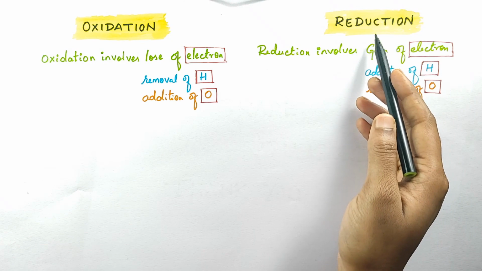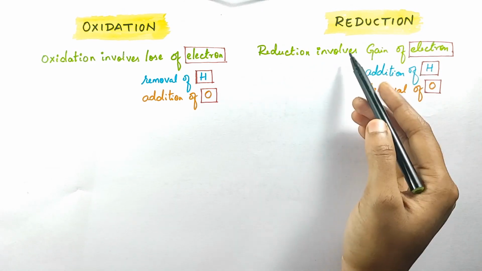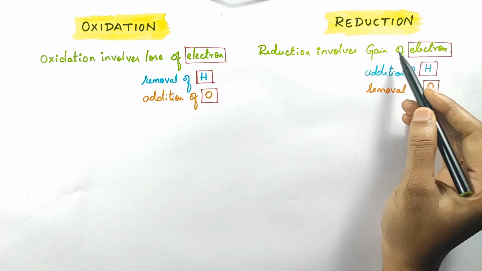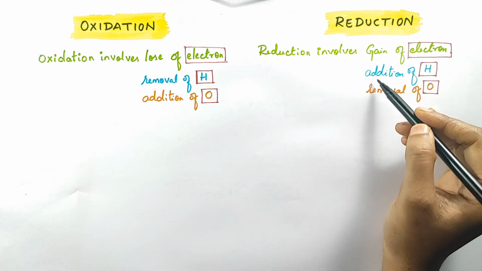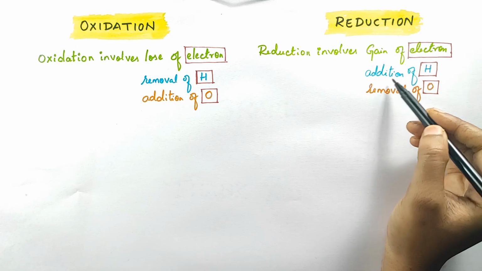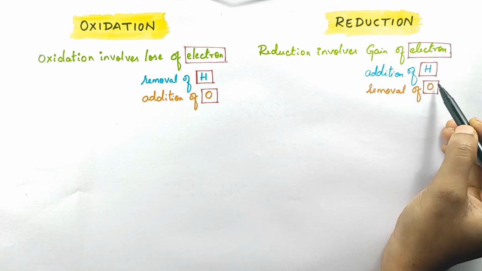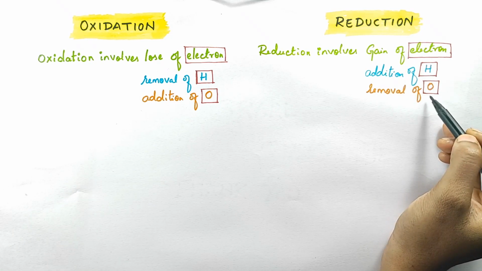Next, coming to reduction. Reduction means a gain of electrons. The electrons are gained. The next one, based on hydrogen, is addition of hydrogen, and based on oxygen, removal of oxygen.